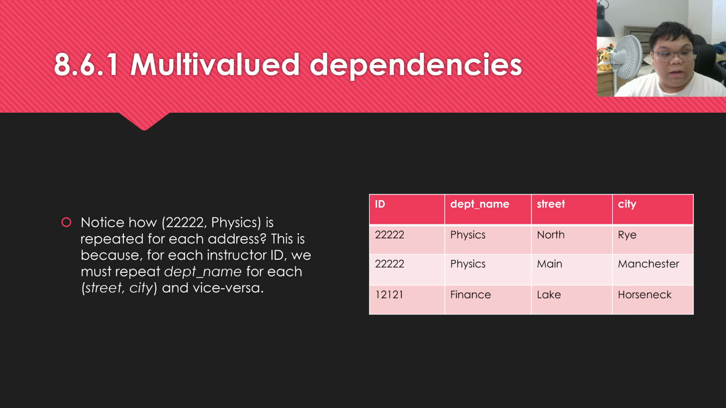This is because for each instructor ID, we must repeat department name for each street city combination and vice versa. For every department, we have to repeat that for each address. For each address, we have to repeat that for each department. So that's how we get that every possible combinations thing going on in the previous slides.